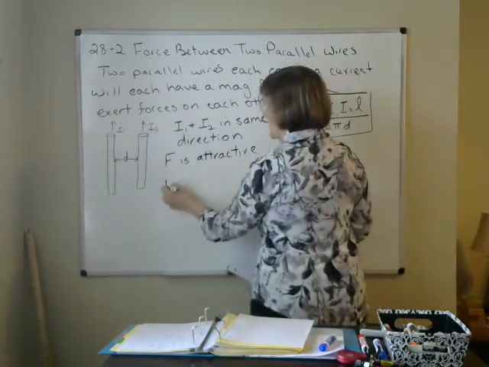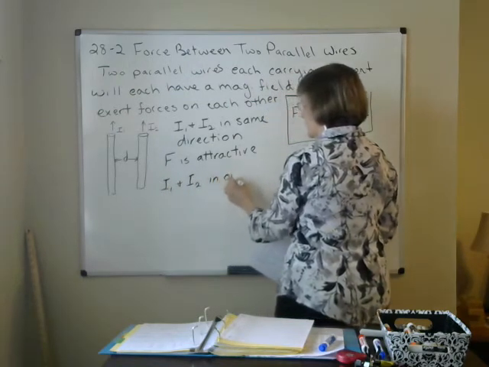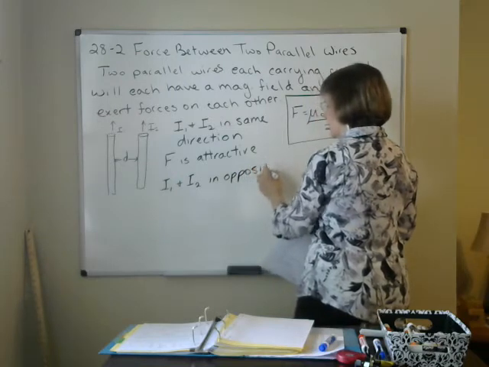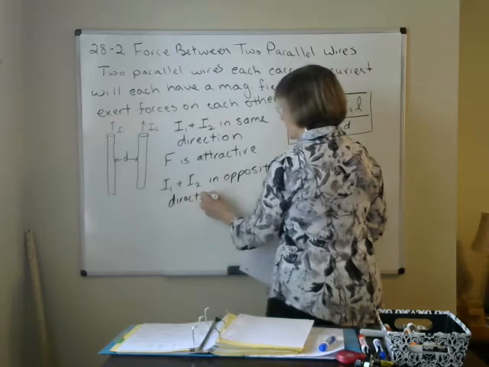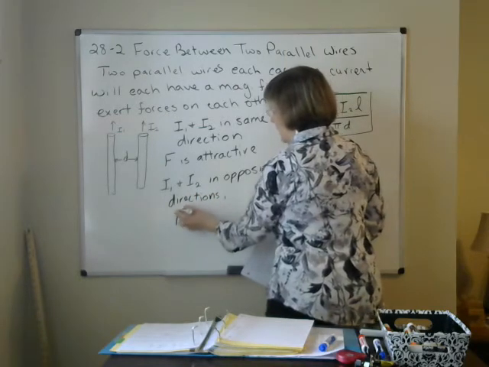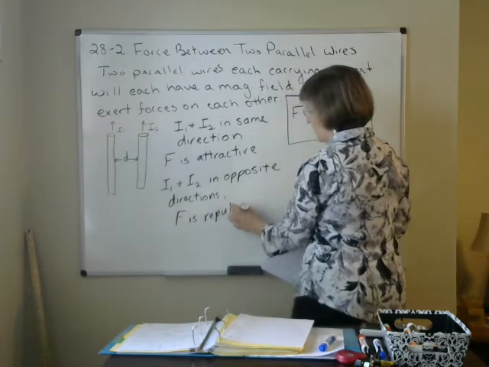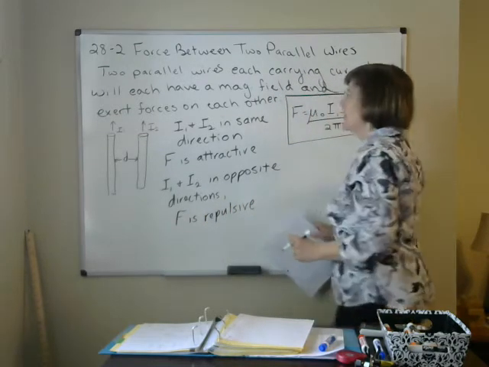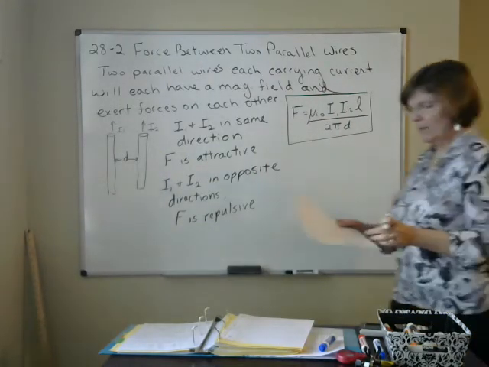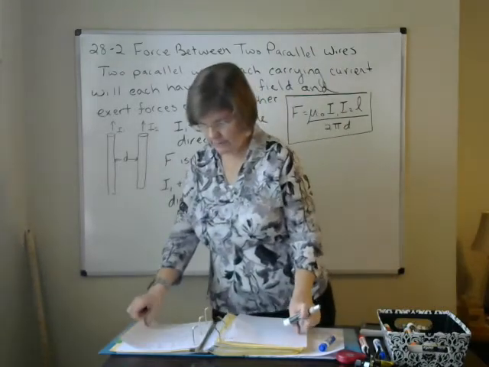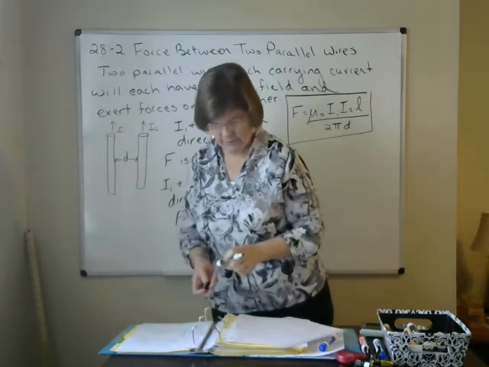If they are in opposite directions, then F is repulsive, and they'll push away from each other. Everybody should have that. So we've got our formula for how that works. Let's do an example.